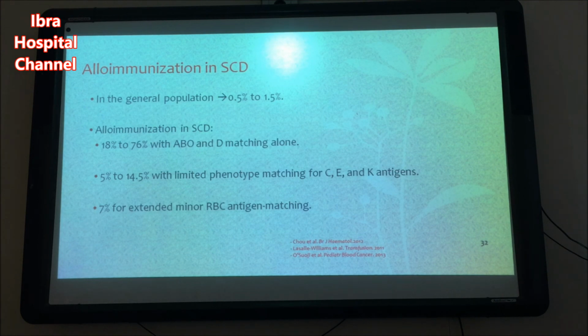They found from studies that most of these antibodies are actually against one of those antigens, big C or little c, big E or little e, or Kell antigens. So that's what we prophylactically give our sickle cell patients, matched for Rh and Kell. And that has reduced the risk of alloimmunization significantly, to less than 15%. For extended match, you can reduce it further to 7%.